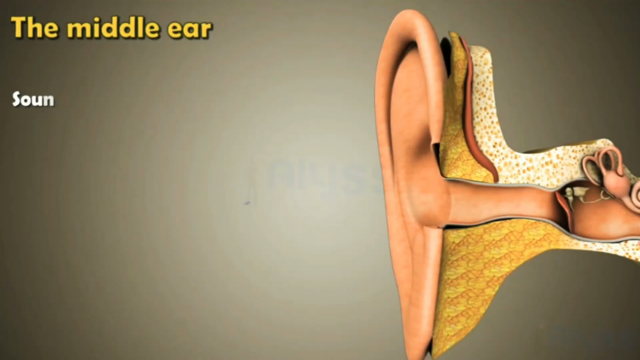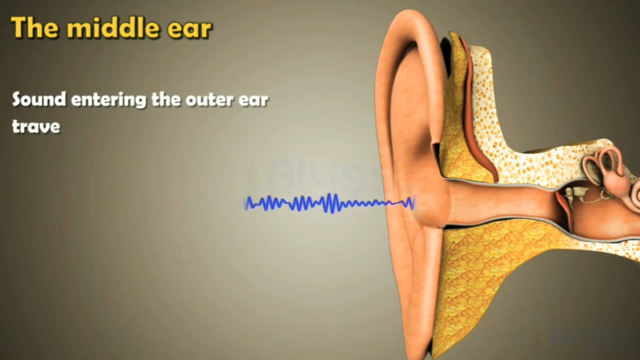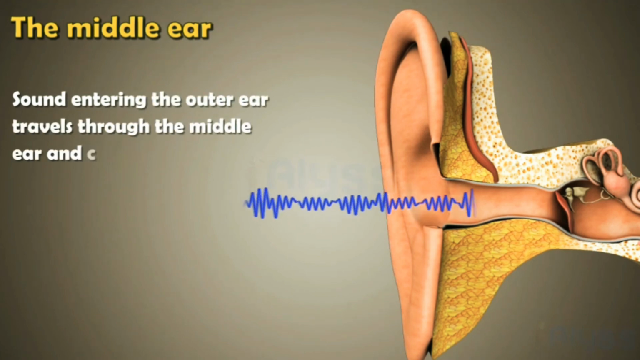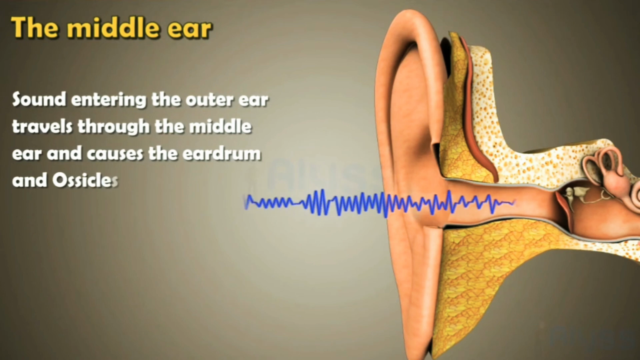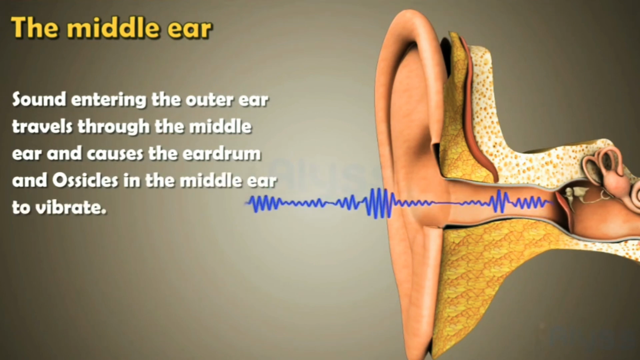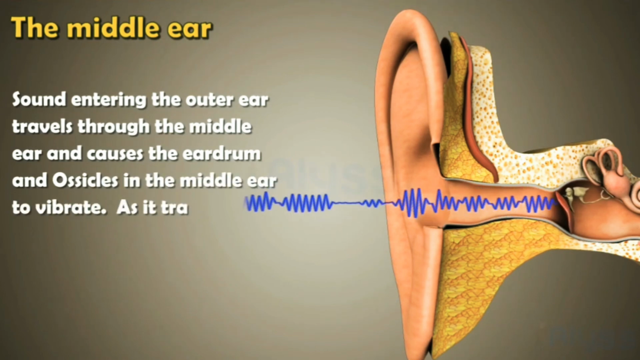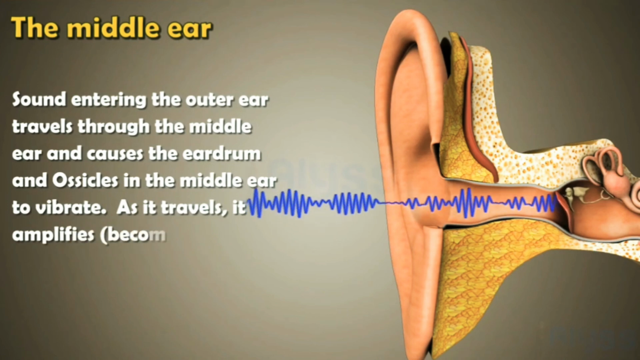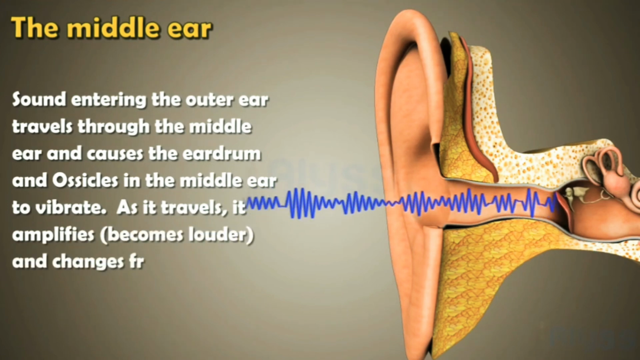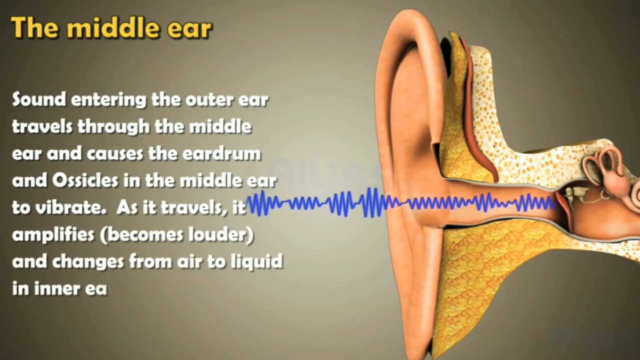So, sound entering the outer ear travels through the middle ear and causes the eardrum and ossicles in the middle ear to vibrate. As it travels, it is amplified, becomes louder, and changes from air to liquid in the inner ear.